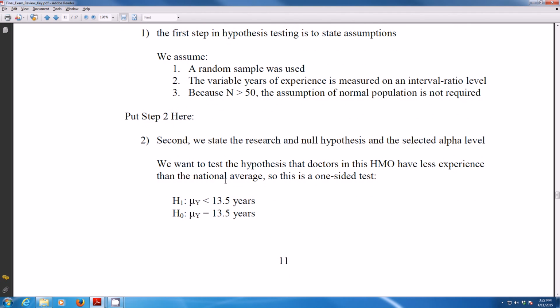For step 2, we're going to write our research and null hypothesis, and we're going to state our alpha level. And so our research hypothesis, H sub 1, is that mu sub y, which represents the true population mean for the western state HMOs, is less than 13.5, which is the average for the entire nation of HMOs. And then our null hypothesis, the thing we're actually going to test here, is that the population mean for the western state HMOs is equal to the mean of all HMOs, 13.5 years.